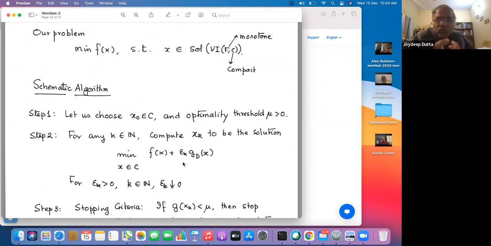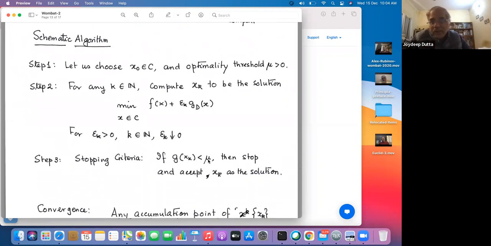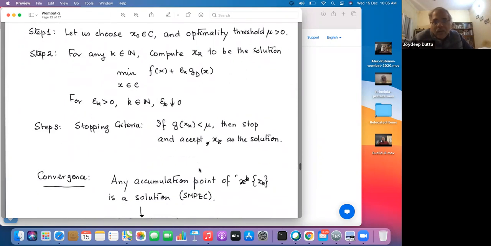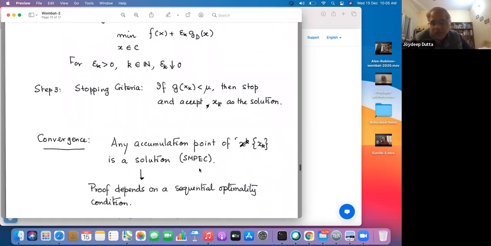And what we could prove here is that, taking a stopping criterion like this, whenever GD of xk is 0, we can prove that xk would be the solution. So it is enough to stop here in this way and accept xk as an approximate solution. What can be proved here is that any accumulation point of xk is a solution of the SMPEG.